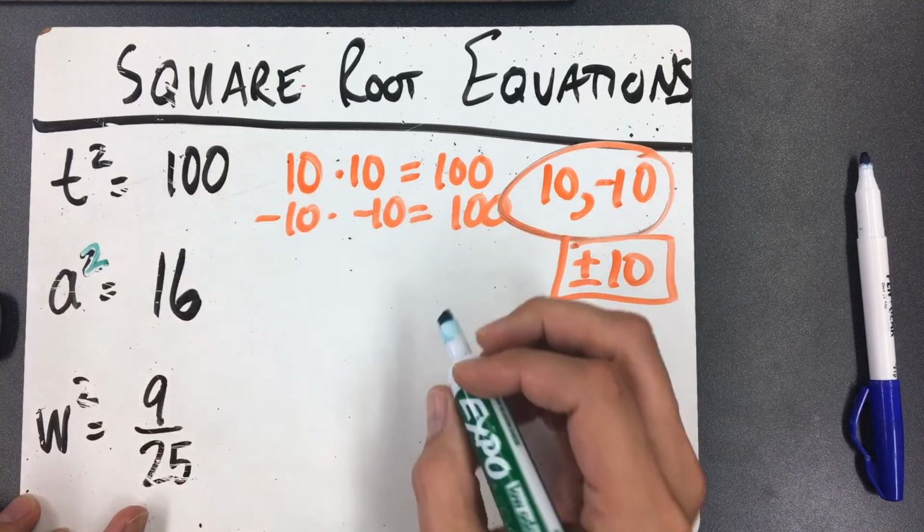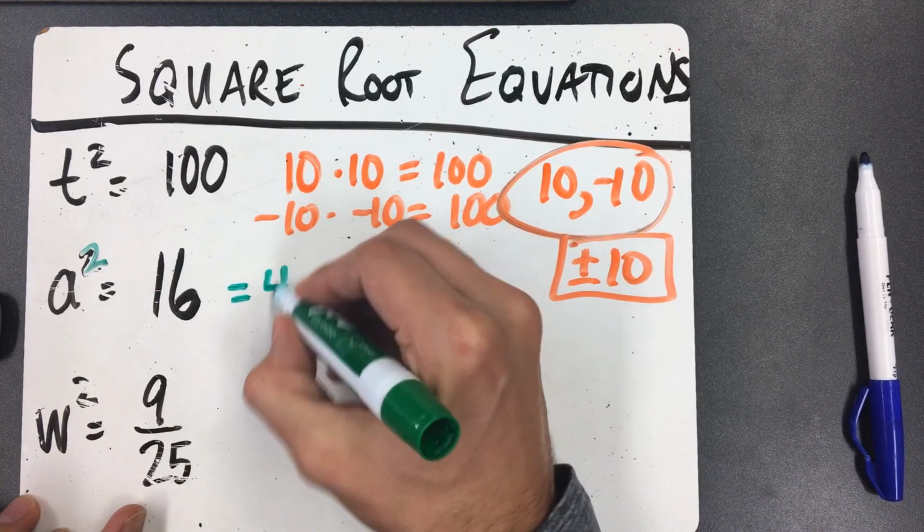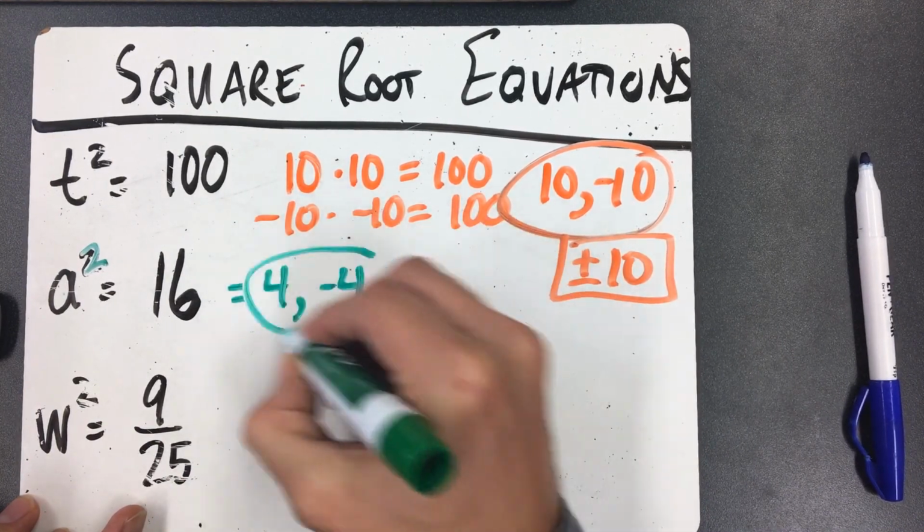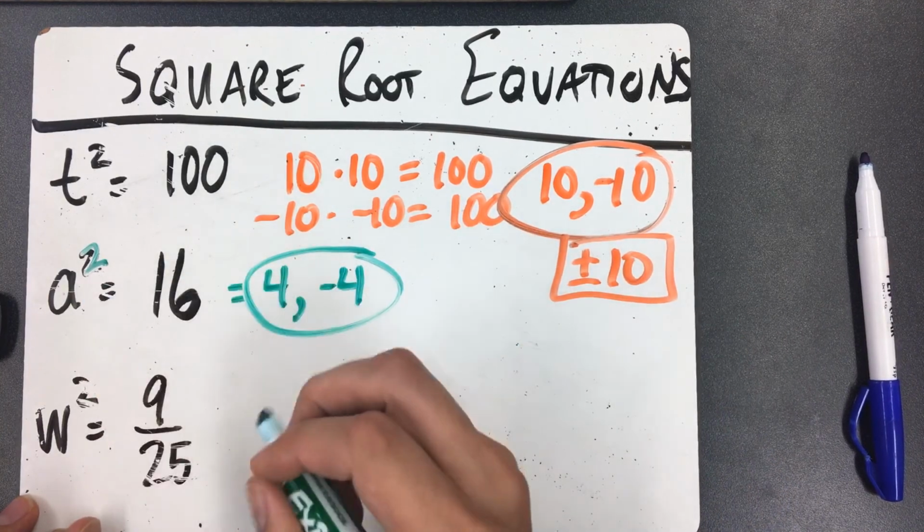What number here is going to equal 16? What number squared equals 16? That's got to be 4 and negative 4. When it's an equation, you have 2 answers.